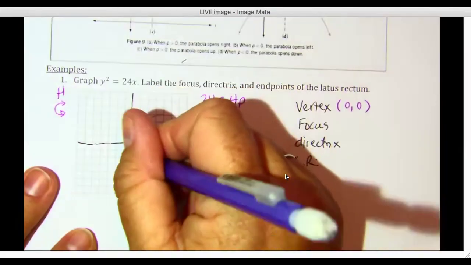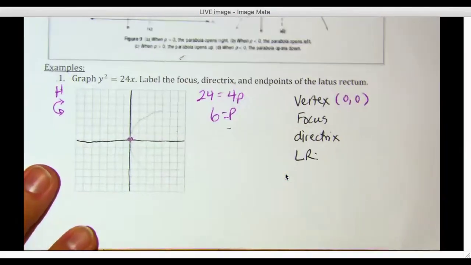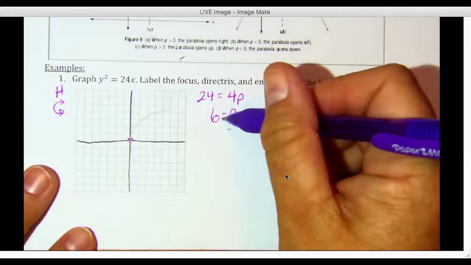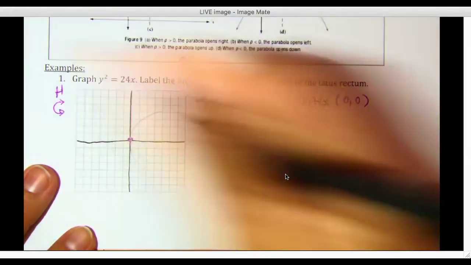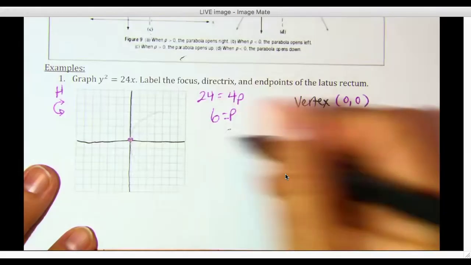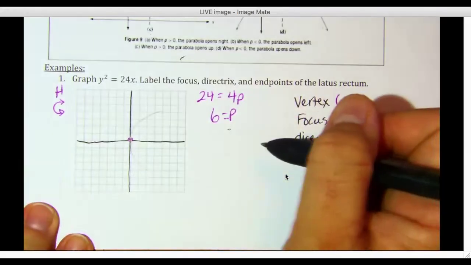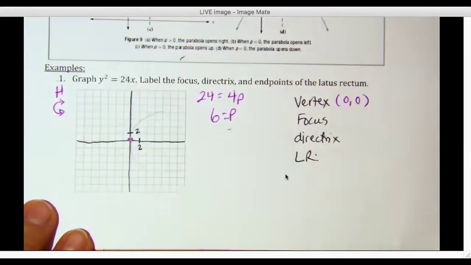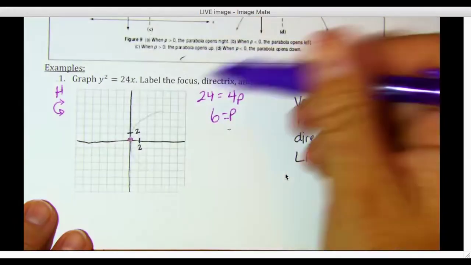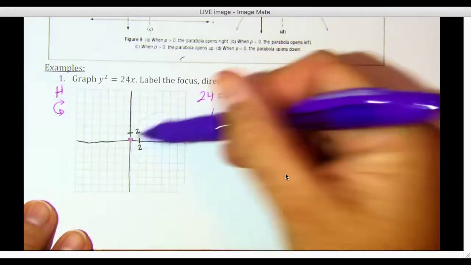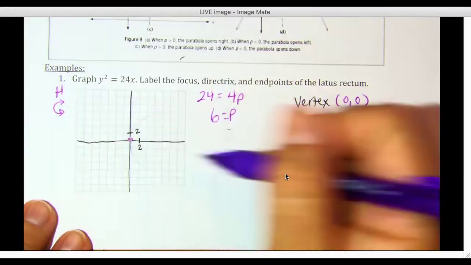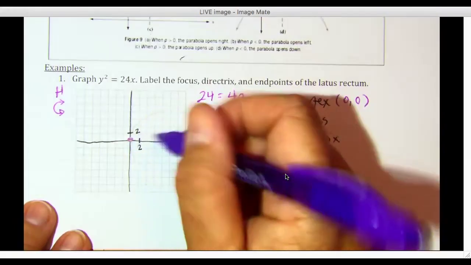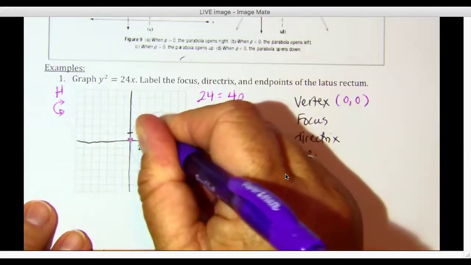Just so I remember what I'm expecting to see with my graph. Again, my p-value is 6, and I think it's best if I count by twos here, and by twos on the y-axis as well. If you're ever not counting by 1, you want to label what you're counting by. So my focus is 6 units this direction: 2, 4, 6, and that is my focus.